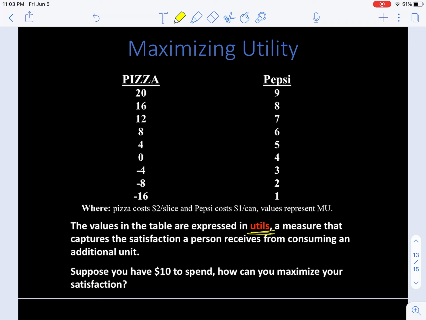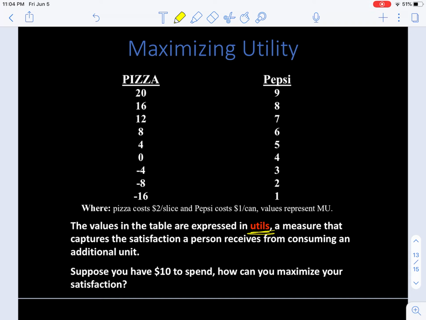And the same thing for Pepsi. The first can of Pepsi gives me, or gives a particular person, 9 units of happiness, satisfaction, enjoyment, so we call them utils. 9 utils, then 8, and 7, 6, 5, 4. So a very steady decline in marginal utility from drinking Pepsi. So that's what you have there: marginal utility numbers for a particular person for 2 goods, pizza and Pepsi.